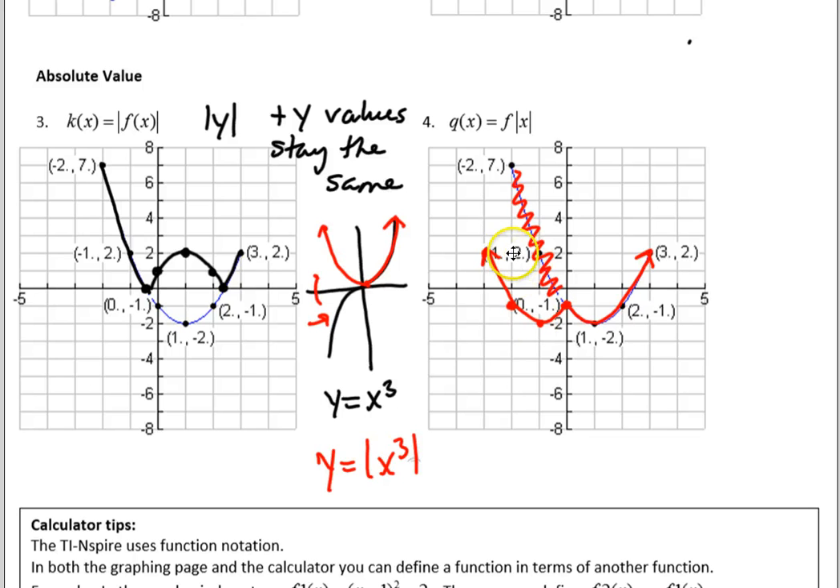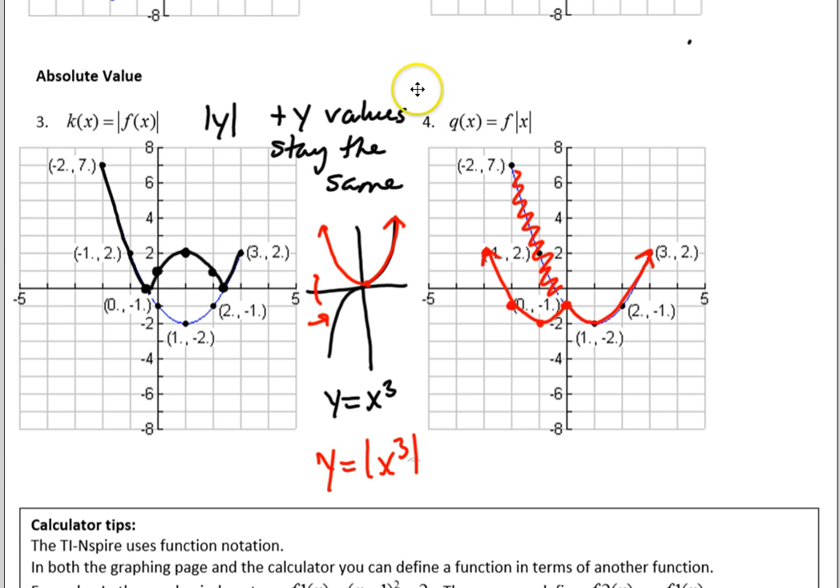Okay, so -1 becomes +1. +1 pairs up with -2, so now -1 pairs up with -2. -2 used to pair up with 7, but now -2 becomes +2. +2 pairs up with -1, so now -2 pairs up with -1. And then the same thing's true with -3. I actually don't have -3 over here, but -3 would become +3. +3 pairs up with 2, so it would also do this. So the graph looks like now an even function. So that's what the absolute value is.